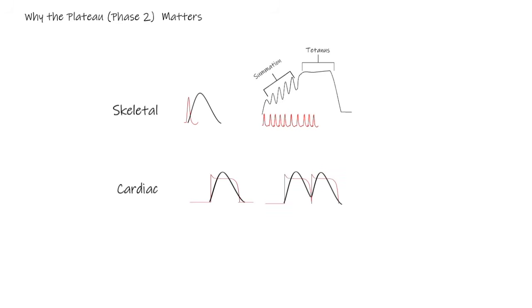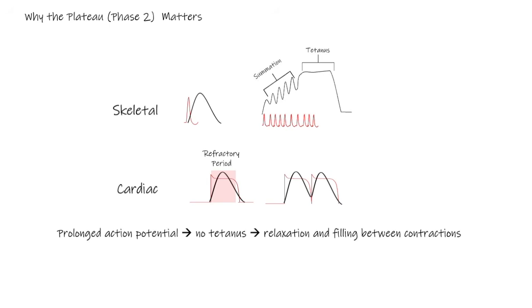Cardiac muscle is different because the cardiac action potential is prolonged, largely because of the plateau phase. Cardiac muscle also has a long refractory period. During much of this contraction, cardiac muscle cells cannot generate another action potential. This prevents repeated stimulation from producing summation and tetanus. This is essential for normal cardiac function. The plateau phase results in a prolonged action potential with a prolonged refractory period. This means no tetanus and allows for relaxation and filling between heartbeats.